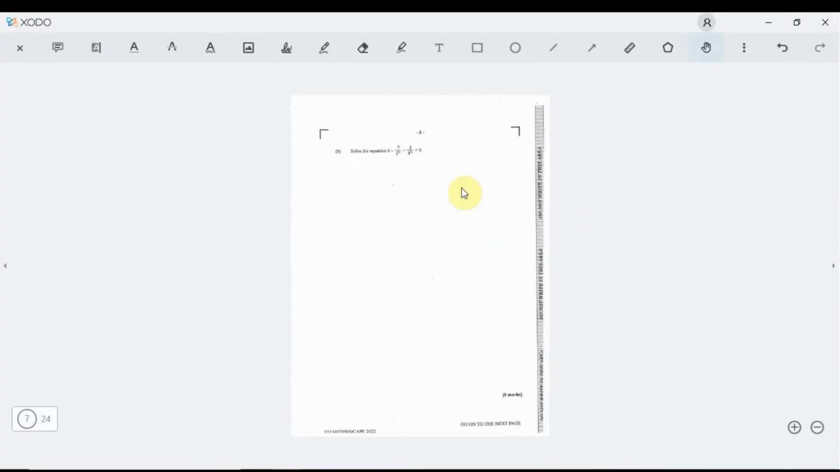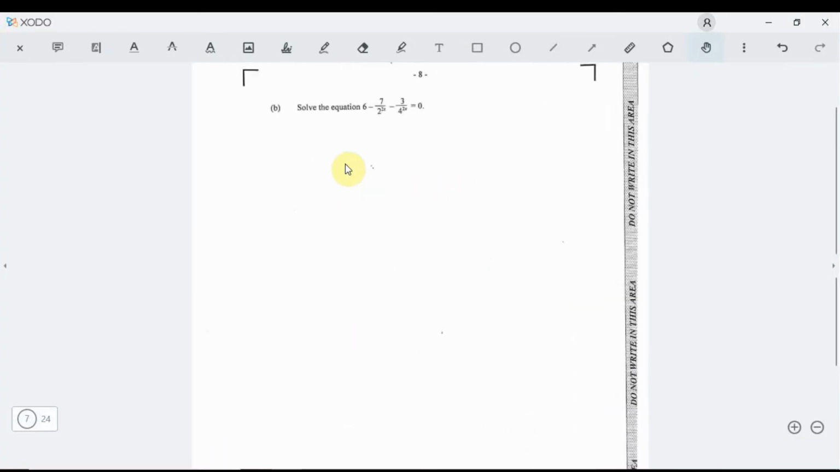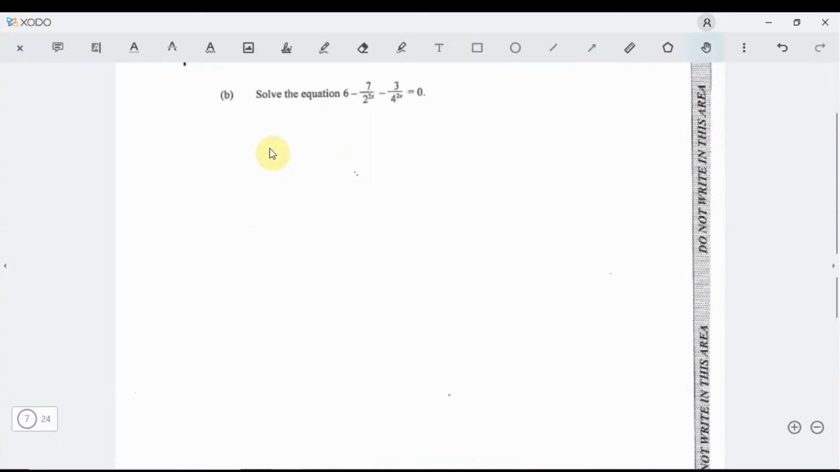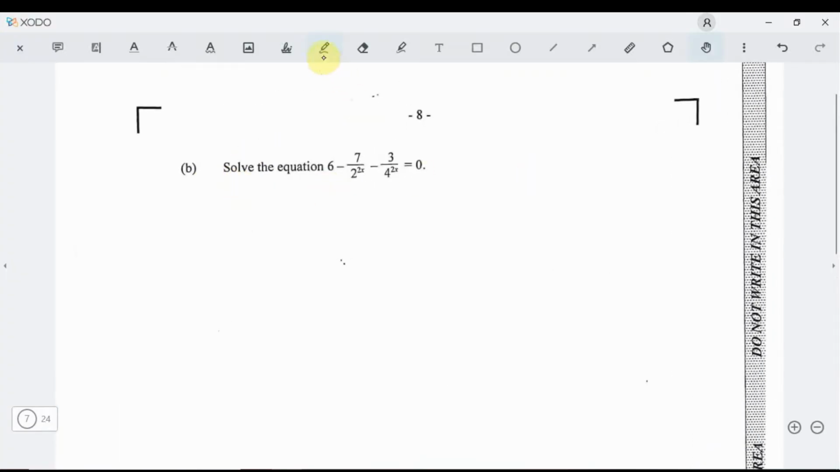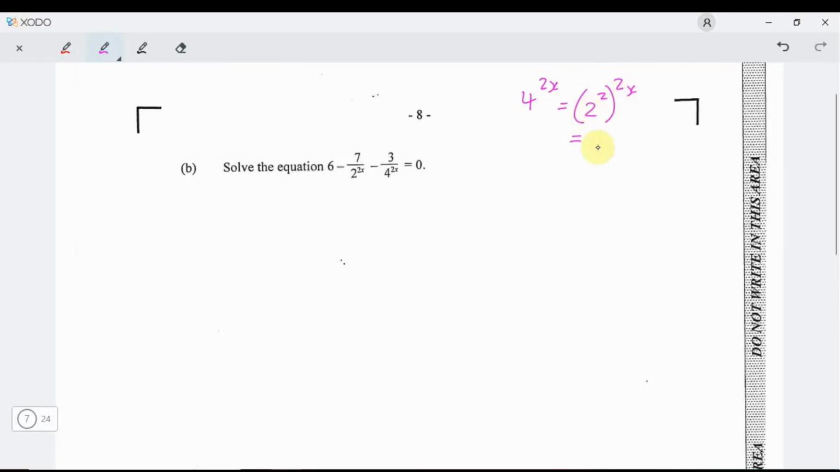Okay. Part 3, well, part B. Part B, they're asking us to solve this equation here. Now, here's the thing. I see 2 to the 2x and 4 to the 2x. The first thing that jumps out to me is that 4 to the 2x can be rewritten as 2 squared to the 2x, which can also be rewritten as 2 to the 2x all squared. So that's the first thing I would do.